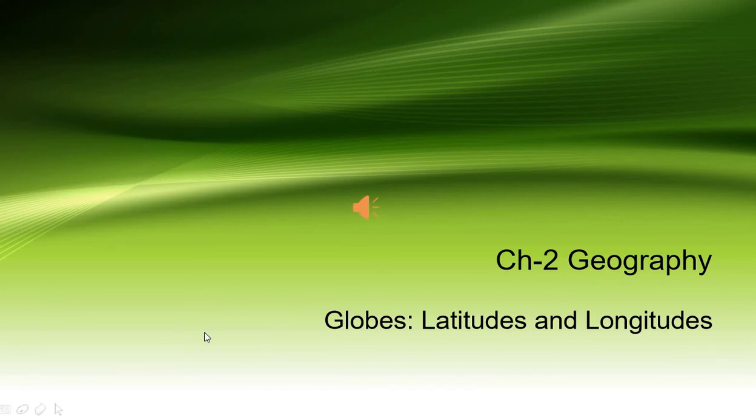Today we are going to start a very interesting chapter of geography, chapter 2, globes, latitudes and longitudes. Children, why do we study latitudes and longitudes? Because these are imaginary lines on the globe that are helpful to find out the location of a particular place on the earth.